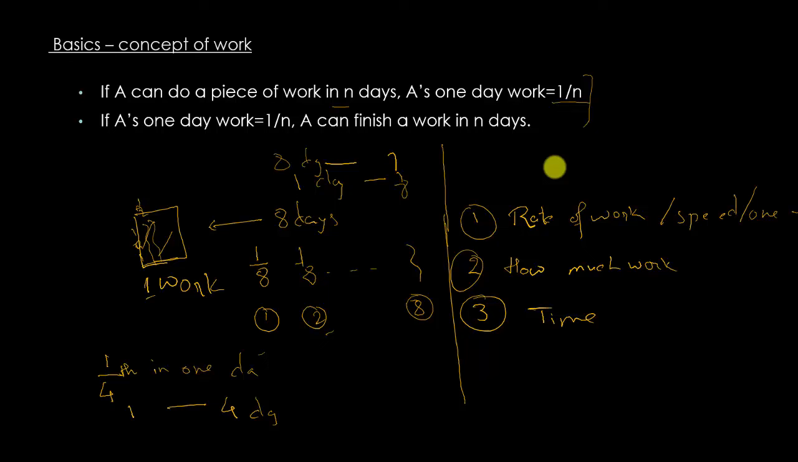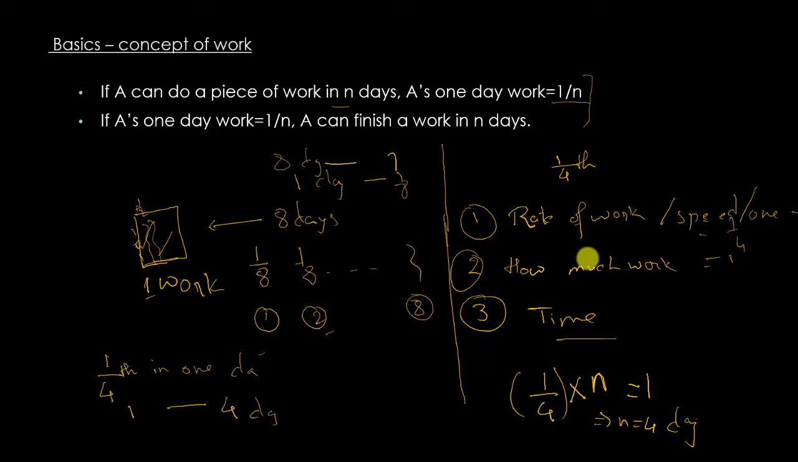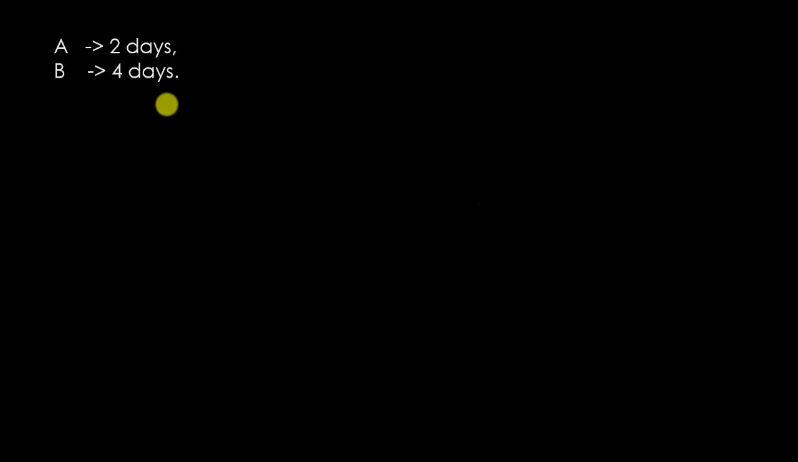In some questions, we are given that person A works 1 by 4th of the work per day, and we need him to finish one work. How much work is one? This is 1 by 4th. So how much time will it take? That is the formula, right? Not the formula. It's just that. So 1 by 4th work, how many times will he have to repeat? Keep doing 1 by 4, 1 by 4, 1 by 4. How many days will he have to work to finish one work? That will be n equal to 4 days. So there are variants in these three, I mean, working along these three pieces of information.